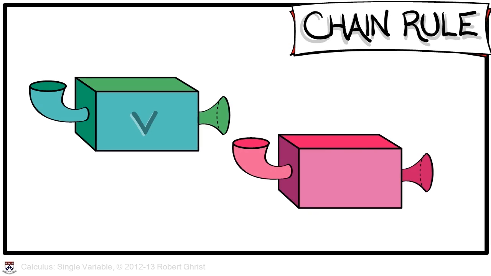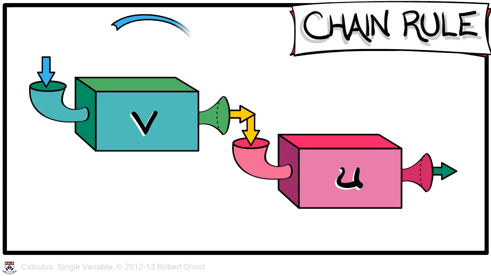Lastly comes the chain rule. This is perhaps the most important differentiation rule, and it deserves a little bit of exposition. The chain rule concerns the composition of two functions, u composed with v. That means you do v first and feed the output of v into the input of u. Now, what do the rates of change, what does the derivative look like in this case?